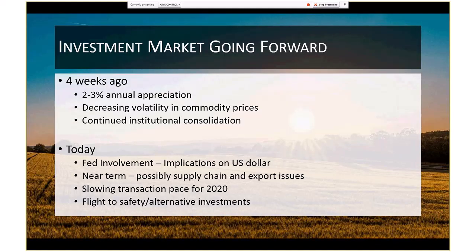So for the investment market going forward, like I said, 4 weeks ago I would have said that we'd have 2 to 3% annual appreciation. We were seeing decreasing volatility in commodity prices. This is largely due to stabilization of the export markets as we get through some of the tariff and trade fears, and then signing into some of the new trade agreements and adoption of those agreements. And the other part is, I would say we would see continued institutional consolidation. I think that's going to continue no matter what.